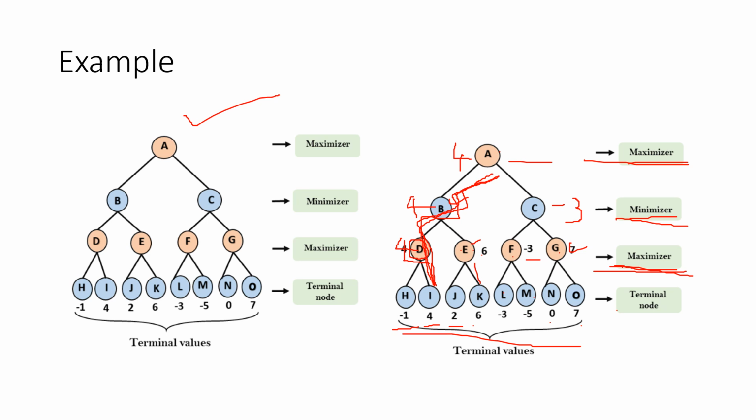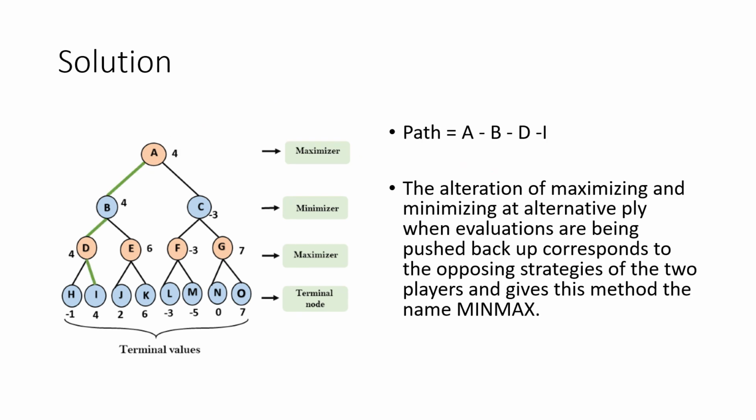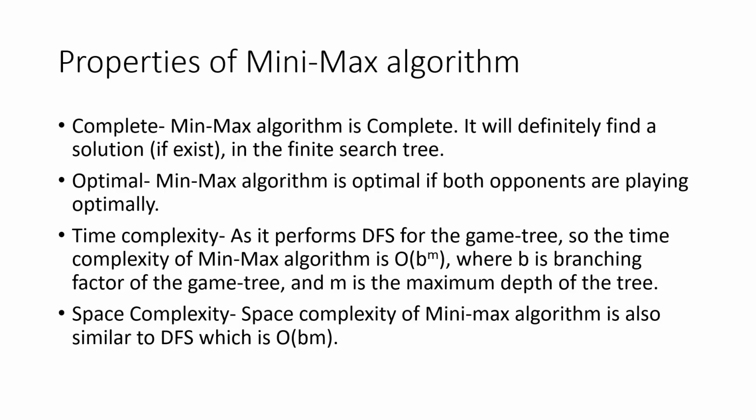The alternation of maximizing and minimizing at alternate levels corresponds to the opposing strategies of the two players. Max tries to maximize the score, min tries to minimize the score. So this alternating behavior gives the name min-max. This part we have already discussed in the previous slide. We will see the properties of the min-max algorithm.